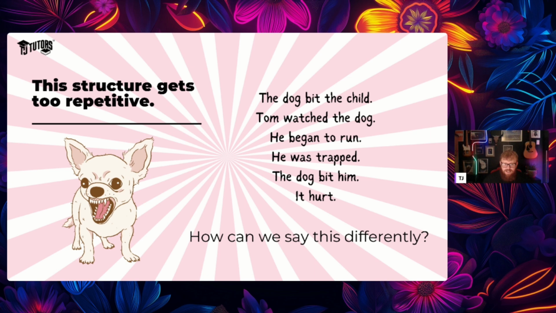Now, this structure gets very, very repetitive. Have a little look at this very short story that I've written here. The dog bit the child. Tom watched the dog. He began to run. He was trapped. The dog bit him. It hurt. Now, how could we say this differently?